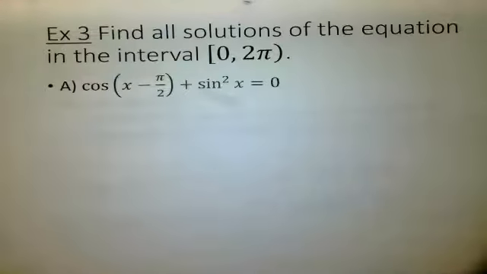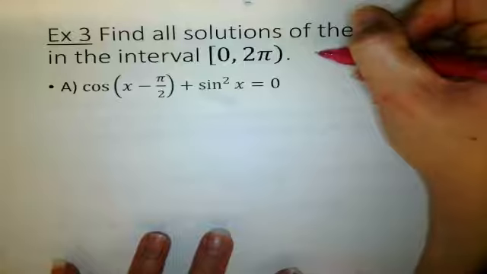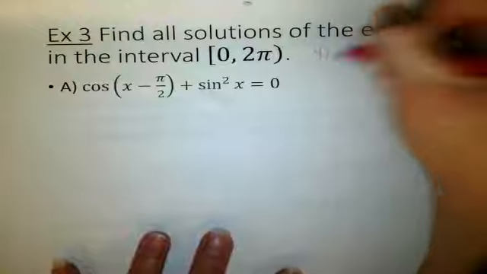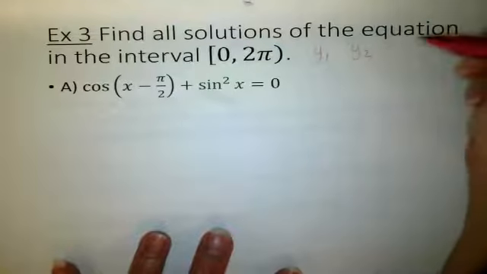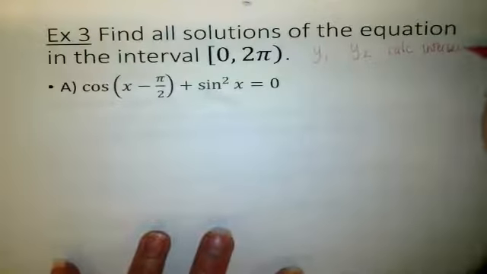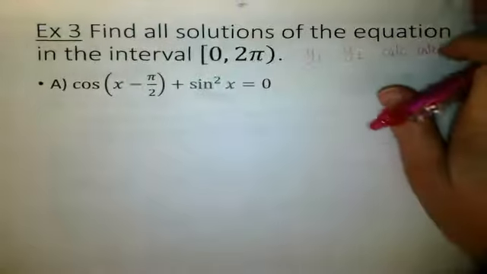Example 3, find all solutions of the equation in the interval 0 to 2 pi. Let's say you don't know how to do the math on this. What options do you have? What can you do to solve this cheater style? Plug it into your calculator. Left side in y1, right side in y2, and calculate the intersection. Always an option for any equation.